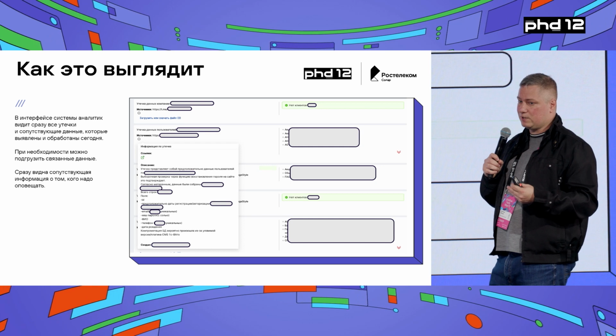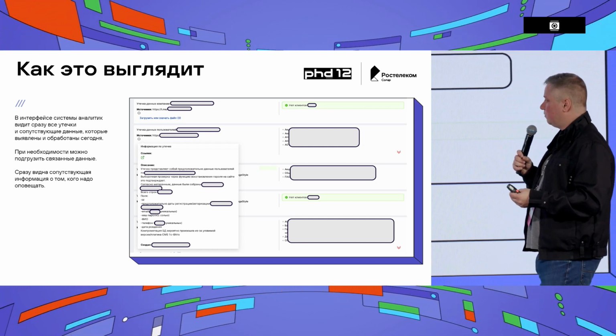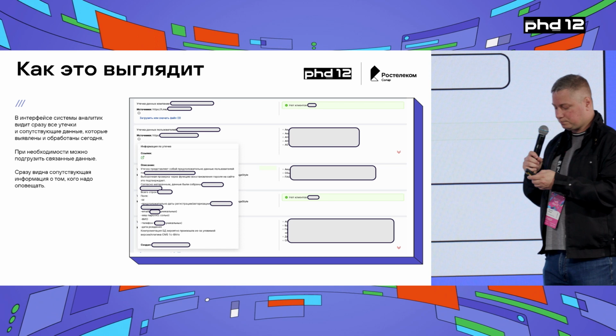If we have our customers in this leak, then we identify them in an automated way, and we see them to the right.